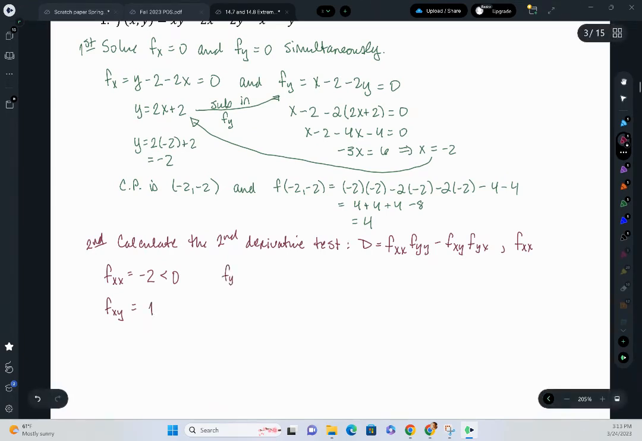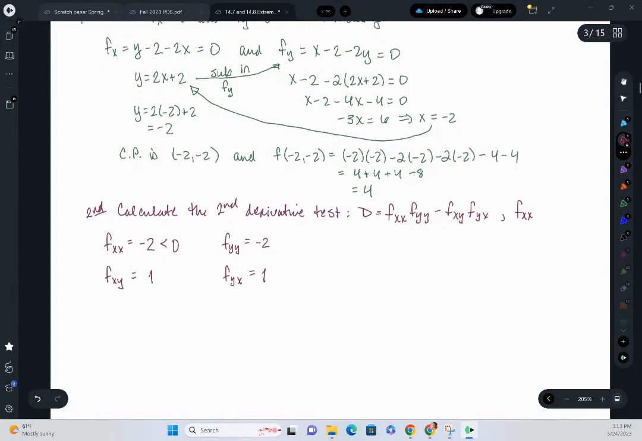Now I'm going to look at f sub yy. Going to my f sub y, the derivative of that with respect to y is negative 2. And then f sub yx is going to give me 1. Okay, so using all of this, I can go ahead and put together big D of xy, which is equal to f sub xx, which is negative 2, times f sub yy, which is negative 2, minus 1 times 1. This gives me 4 minus 1, which is 3.